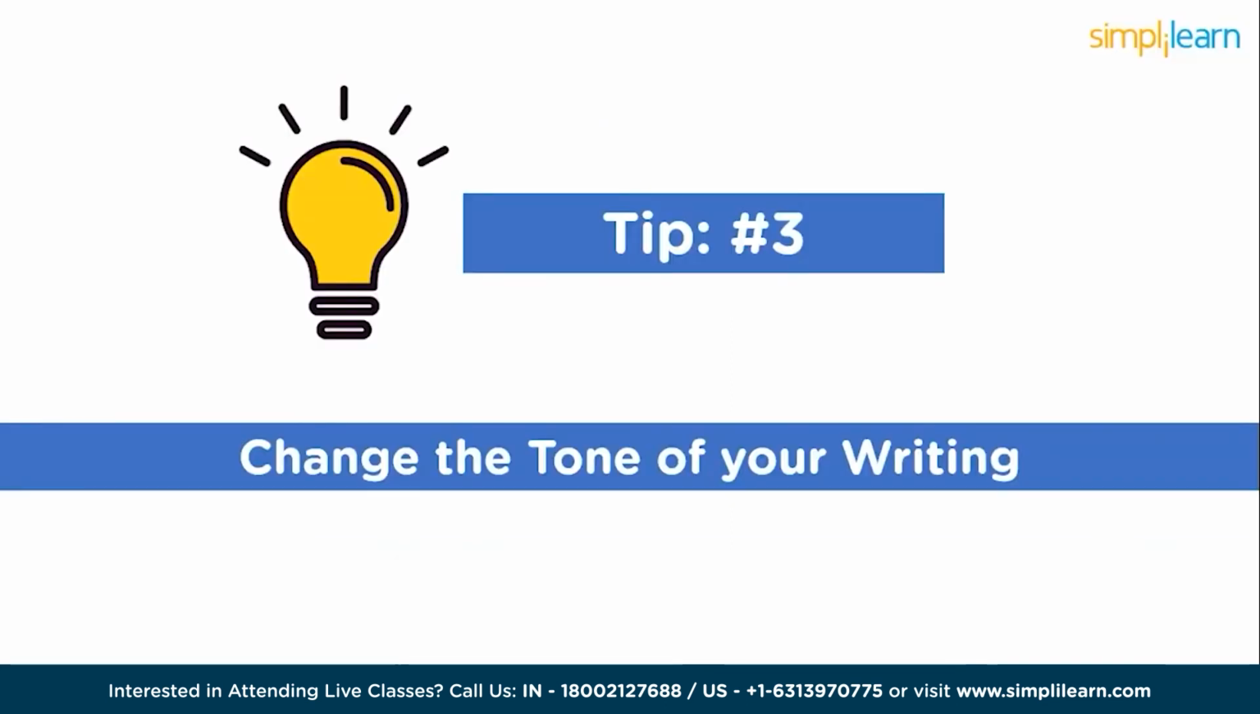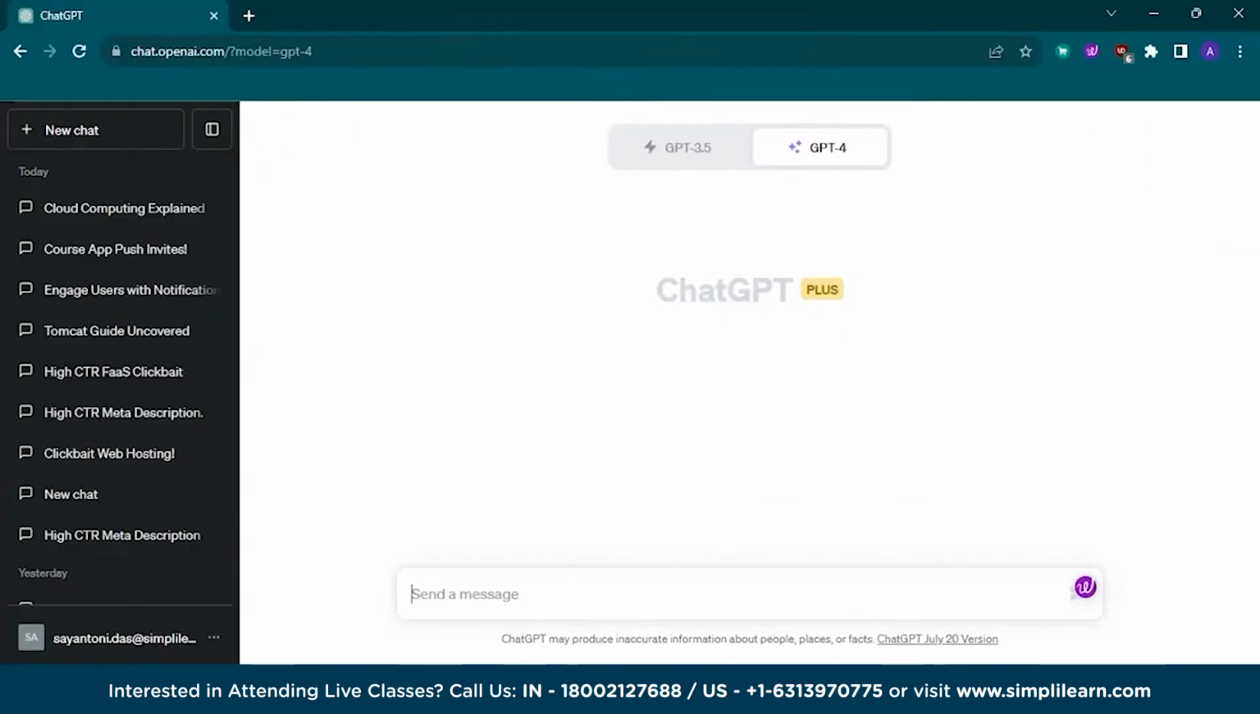And the next is, change the tone of your writing. That is, you can ask ChatGPT, can you rewrite any sentence in a more formal way? So now we will ask a prompt to ChatGPT, that is, can you rewrite this in a more formal tone? And what we can ask could be, hey, how are you? Okay, so we'll ask this.